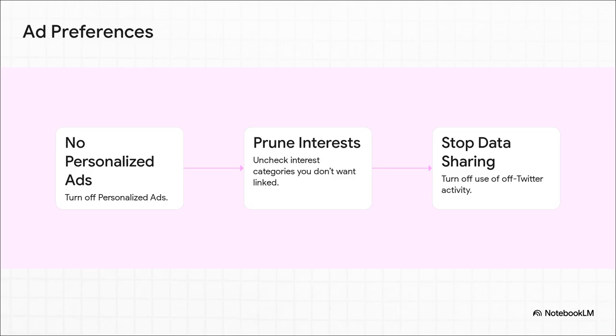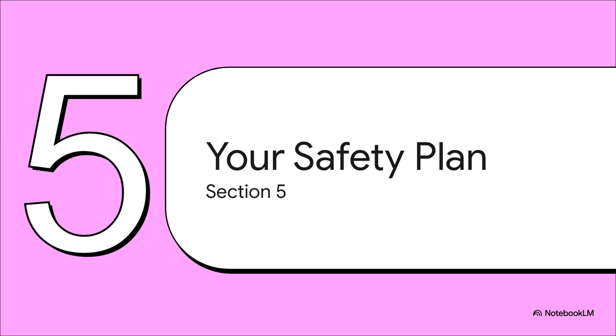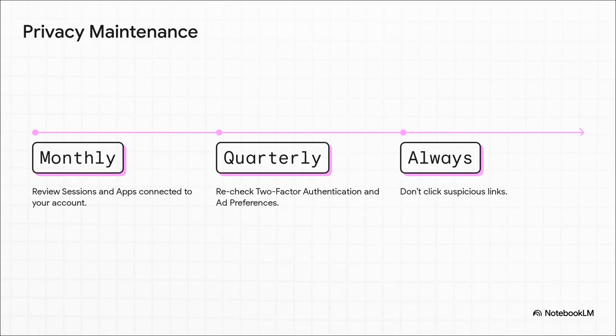It's a big one. All right, we're on to our final section, and this is so important. Look, privacy isn't something you just set and forget. It's a habit, but don't worry. I'm going to show you how to make it incredibly simple. And this is seriously how easy it is to maintain. Once a month, take 60 seconds, literally, and just check your active sessions and apps. Every quarter, just double check that your 2FA and ad settings are still how you want them. And the always rule? Just be smart. Don't click on suspicious links. That's it. That is your entire safety plan right there.